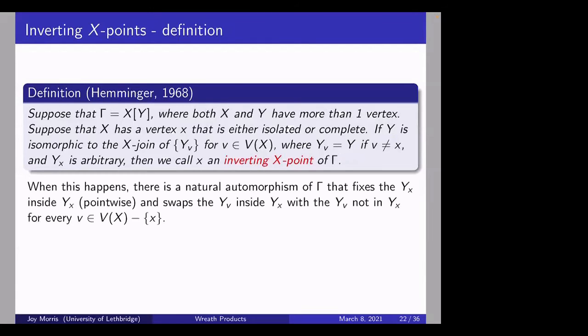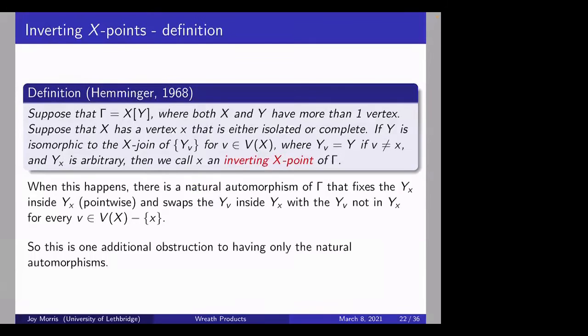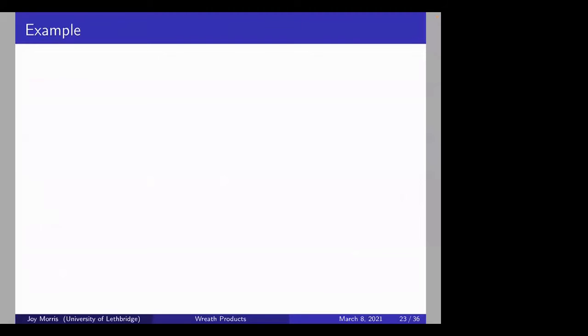And when this happens, there is an unnatural automorphism. I shouldn't have called it natural; that's a bad term because it's an unnatural automorphism. In fact, that's the whole point: it fixes a particular copy of Y and swaps some other copies of Y, that aren't really copies of Y, around. So this is an additional obstruction. Let me give a picture that will hopefully make clearer what's going on. This is just an example, but I think it illustrates the point.